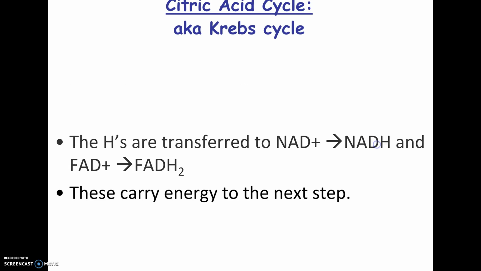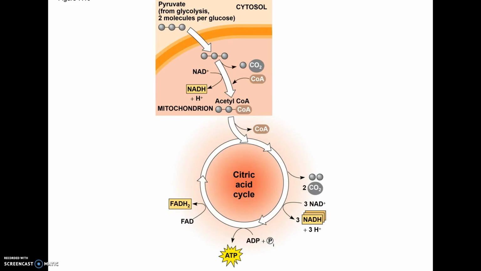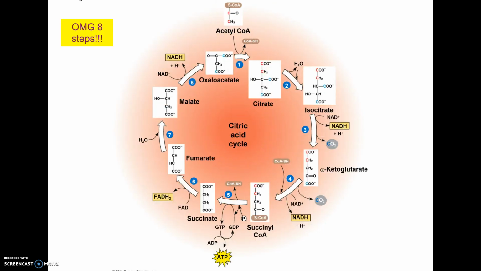Here's what it looks like. Again, just like glycolysis, actually this is just showing the step where it enters the mitochondria. This is what it looks like. Again, just like glycolysis, it's actually a whole bunch of little steps. And the name citric acid cycle comes from the fact that the very first thing made is citrate or citric acid. So that's why it's called the citric acid cycle. And it's called the Krebs cycle after the person that discovered it. So this is what it looks like. It's actually 8 steps long.